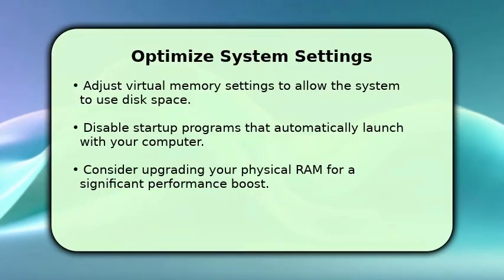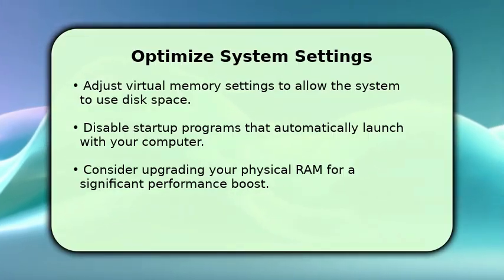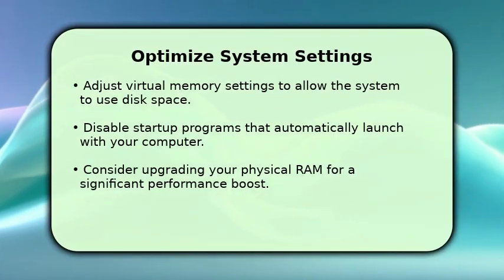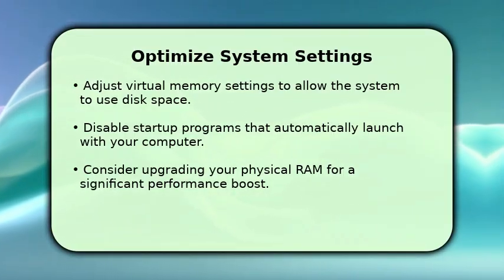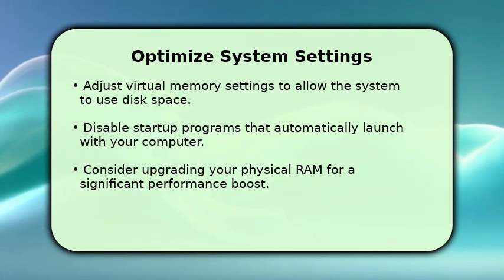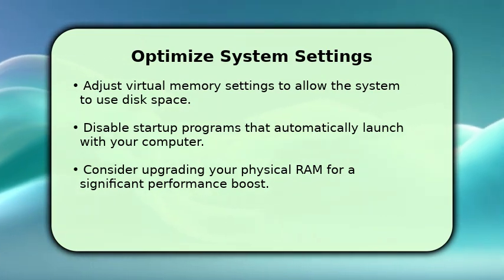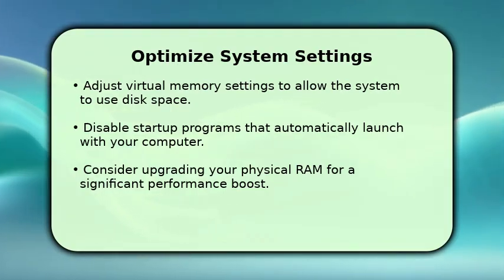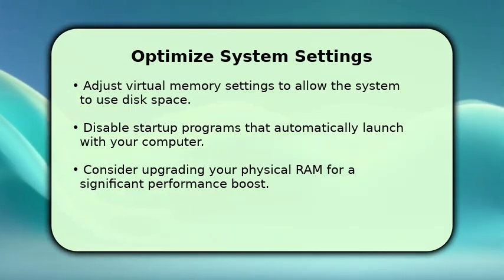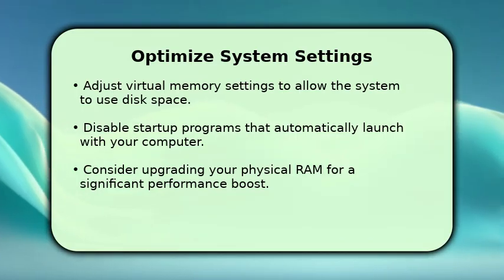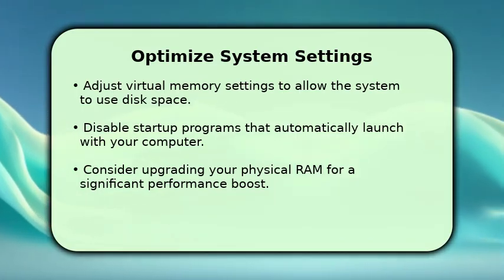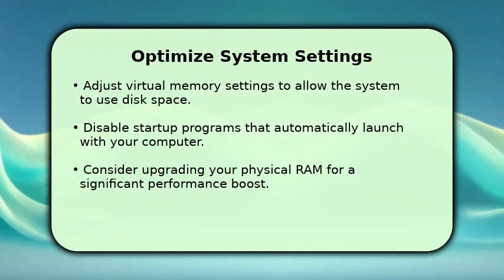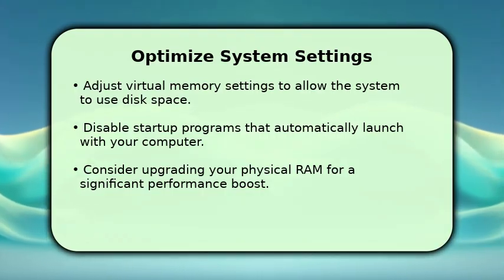For more advanced optimization, consider adjusting your virtual memory settings. This allows your system to use a portion of your hard drive as if it were RAM, which can help when physical memory runs low. Also, review your startup programs and disable any unnecessary applications from launching automatically. This reduces the initial load on your RAM when your computer starts up.